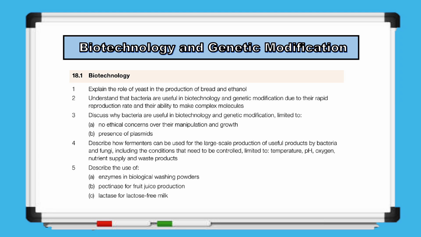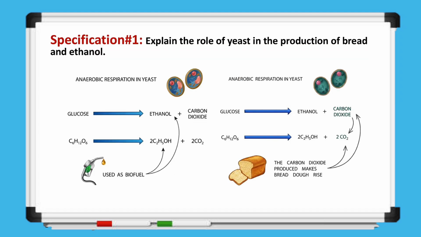Now, let's begin with specification number 1, which asks us to explain the role of yeast in the production of bread and ethanol. But before we go into that, we first need to understand what biotechnology actually is.